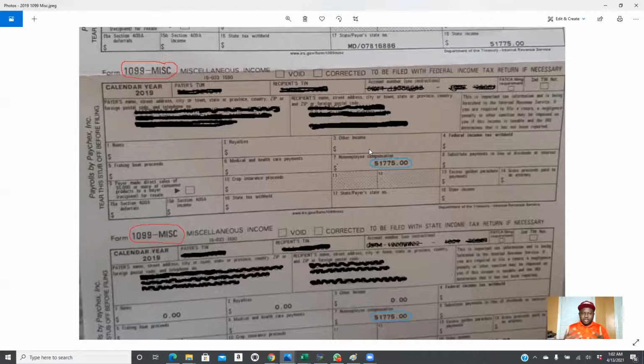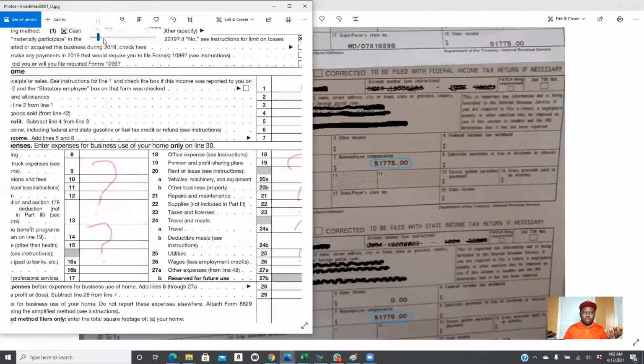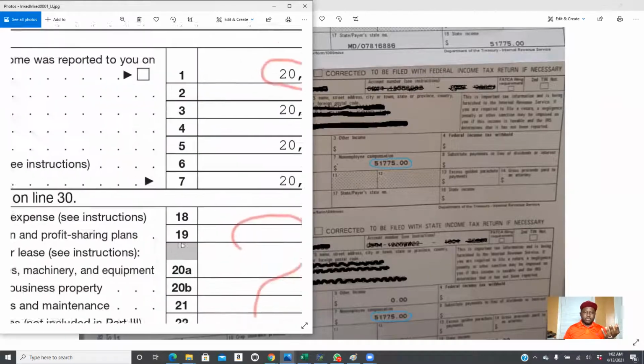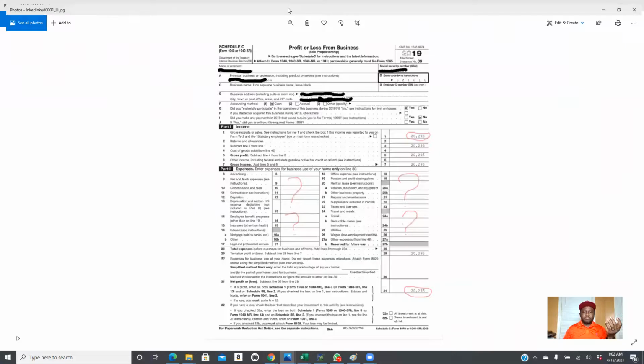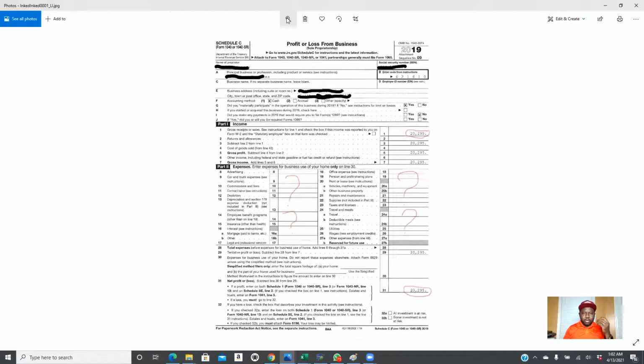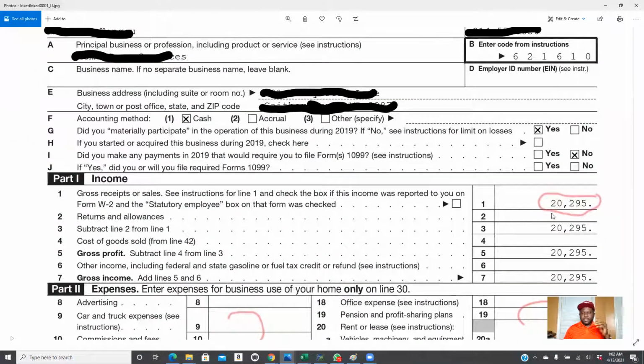So when I was looking at the information to prepare his PPP, I looked at this document here, which is the Schedule C. The gross here is what? 20,000. You can see the gross is 20,000, right here. Everybody can see, gross receipts, gross sales. That means everything that you receive from providing services is 20,000.